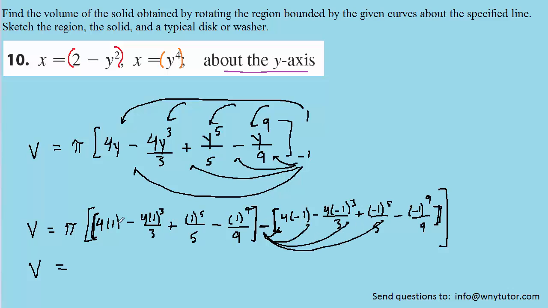So you can carefully type that into a calculator, and when you do so, you should get 248 over 45, and then we have this factor of pi remaining as well. So we'll tack that on, and this becomes the final answer.